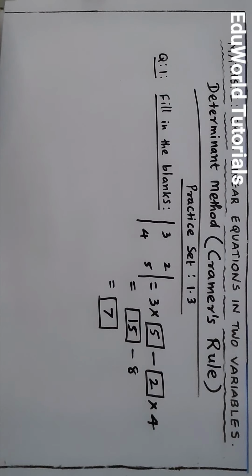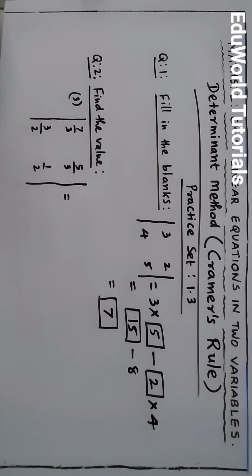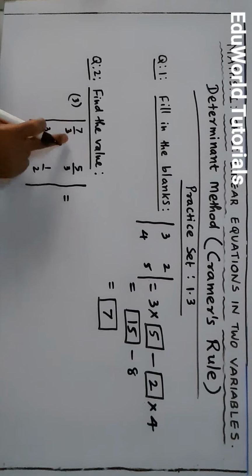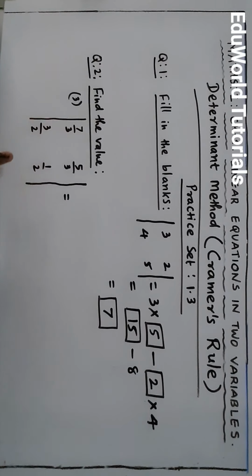Now question 2. Question 2 is finding the value of the determinants. Okay, I will solve the third sum because it is a product of two fractions there. So I will solve the third sum of question 2. The first 2 sums I will keep for you to solve. This is the third sum of question 2. Two columns of fractions are given.